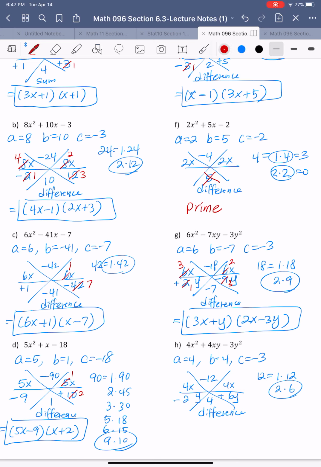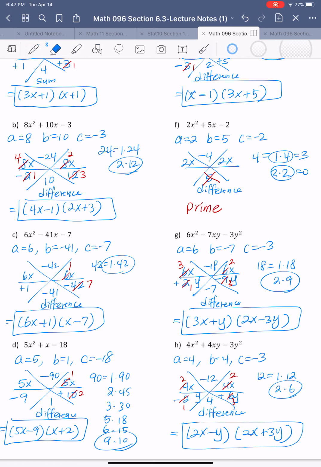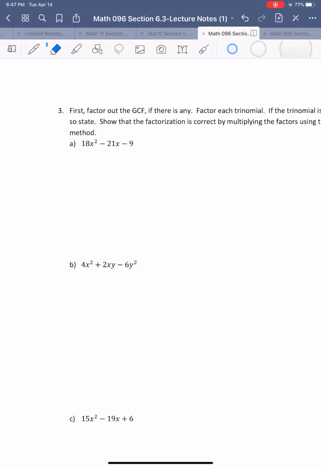Reducible? Yes. It's going to be 2 and 1. And this is going to be 2 and 3. So you get that as 2x minus 1y times 2x plus 3y. That's all. That's your factored form. Okay, let's go to the next page.